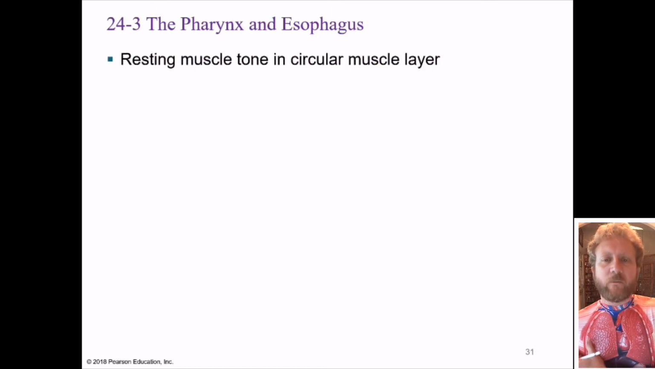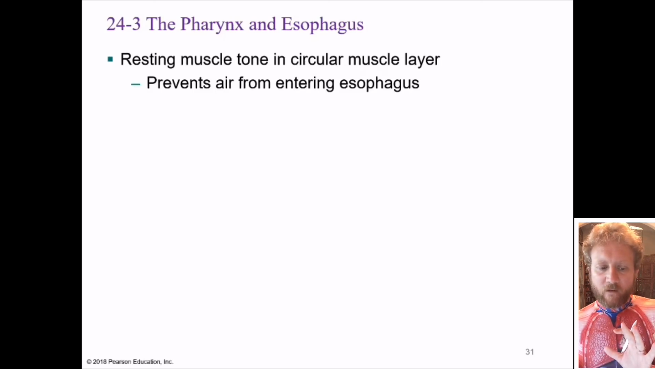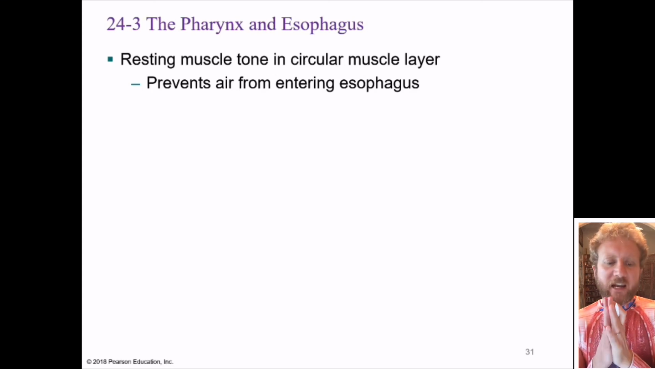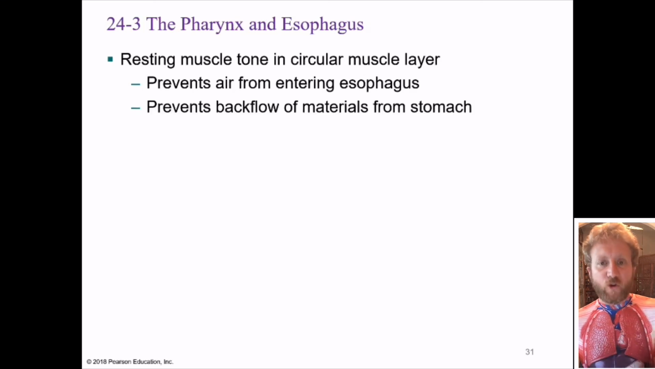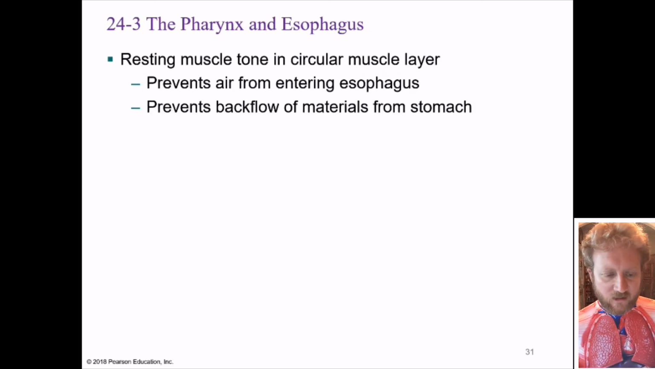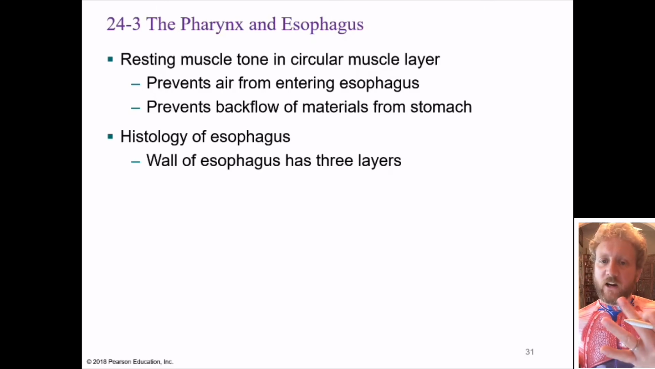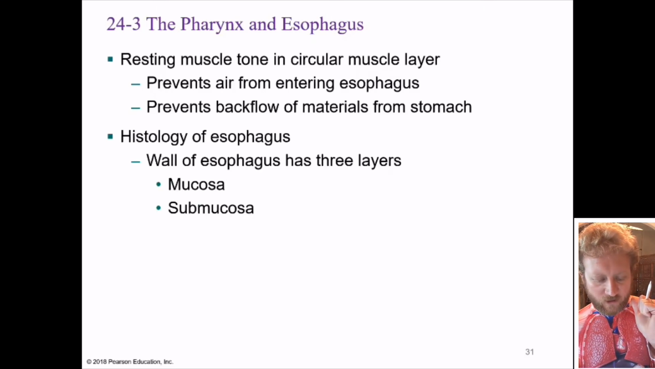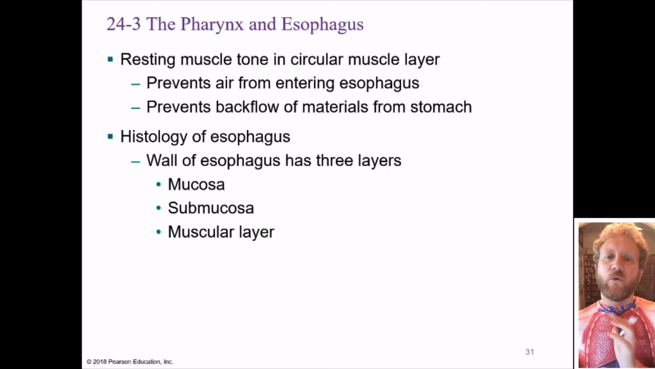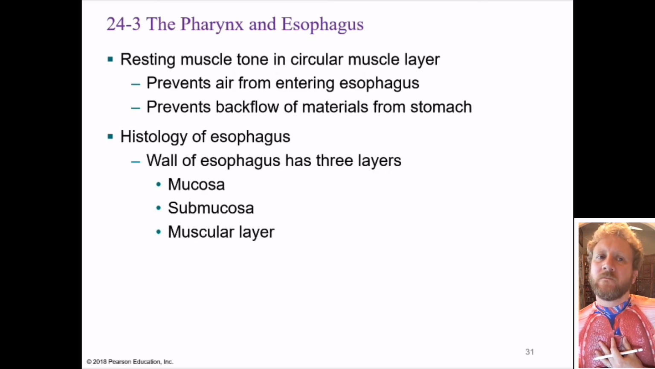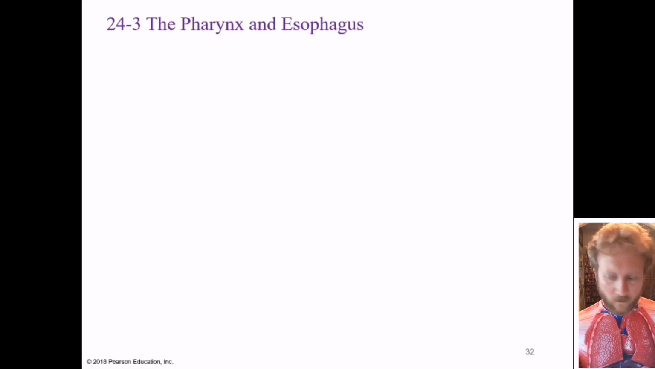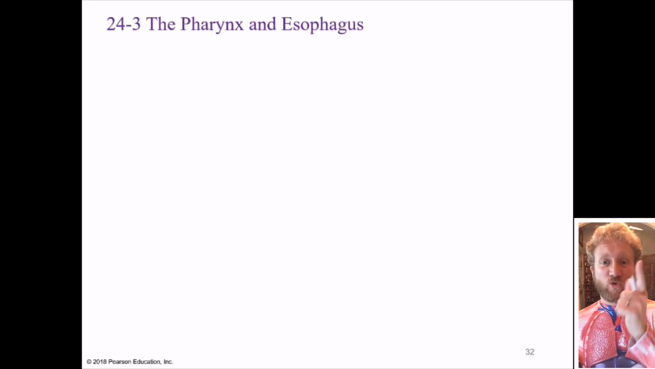Let's see. We talked about the esophagus' musculature. Now at rest, your esophagus is closed. Okay, that's to prevent air from entering, but it's also to prevent food from coming back up. Talking about the histology of the esophagus, the walls have 3 layers, not 4. The mucosa, the submucosa, and the muscular layer. We don't have that serosa. It's kind of outside of the peritoneal cavity, and so we don't have that peritoneum creating that serosa layer. How are we doing so far? The answer is great.